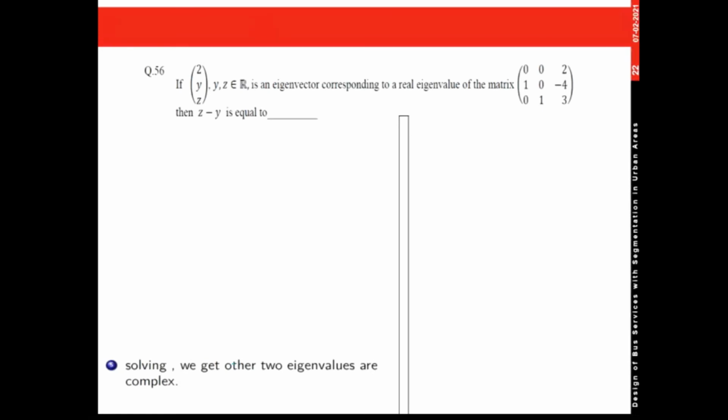So the given question is, if 2y, 2yz belongs to R.